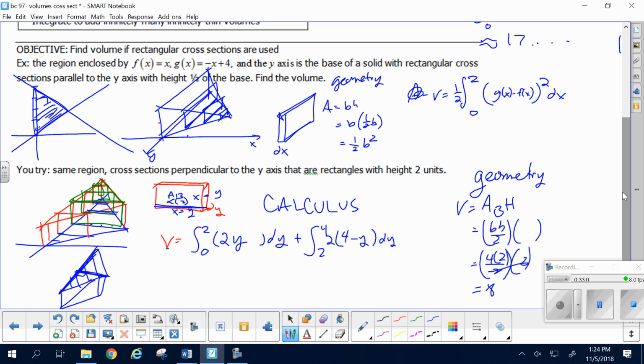now, that obviously doesn't work every time, because that's not a prism. This is something totally different. But if the height is constant, geometry is probably the best way to go. If height equals a constant, think to use geometry. Cool?